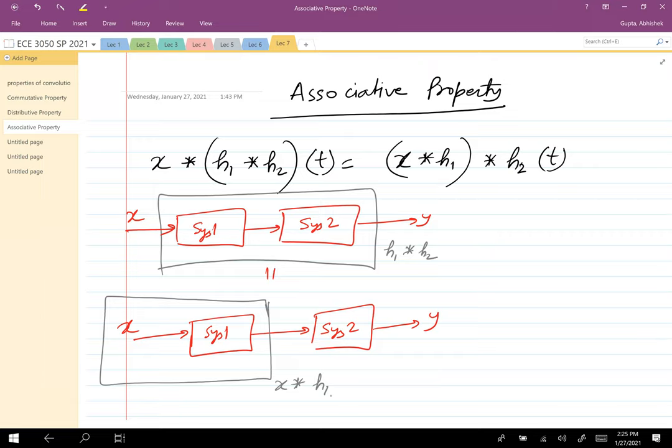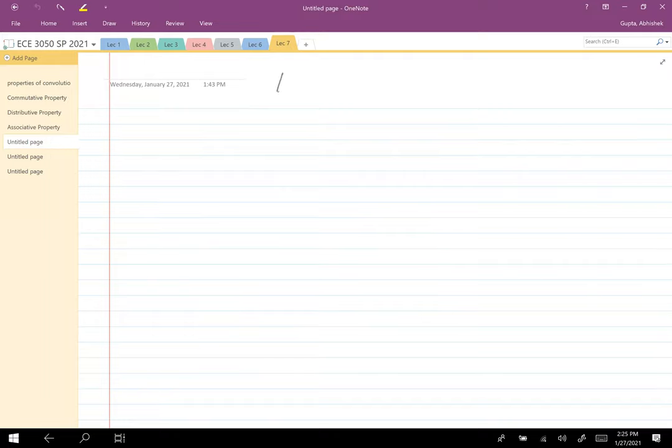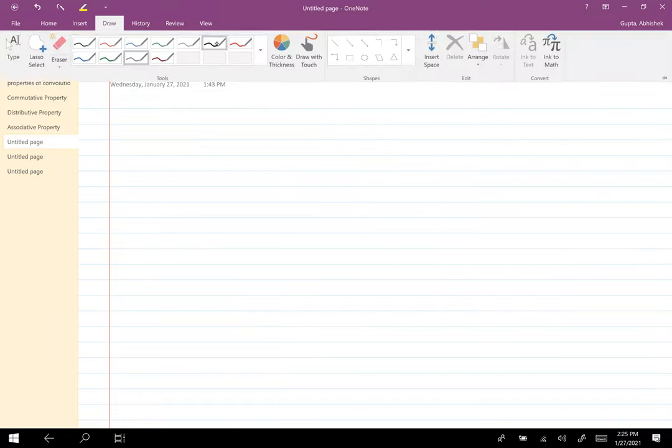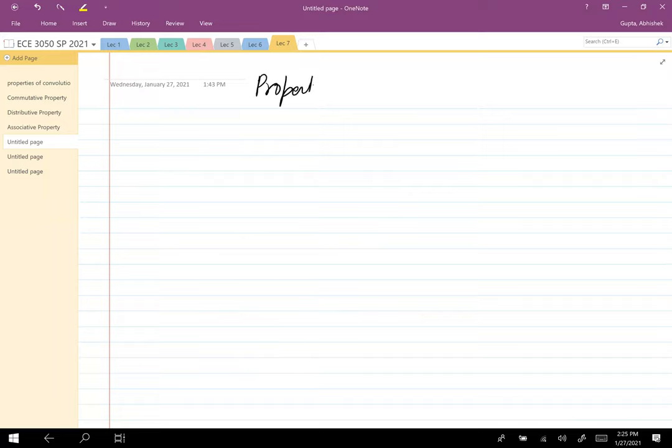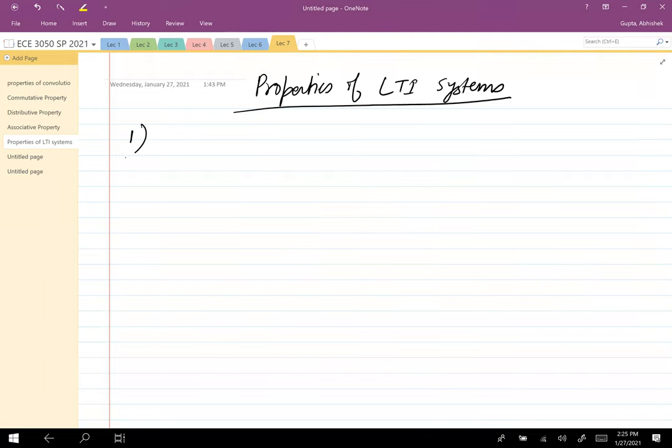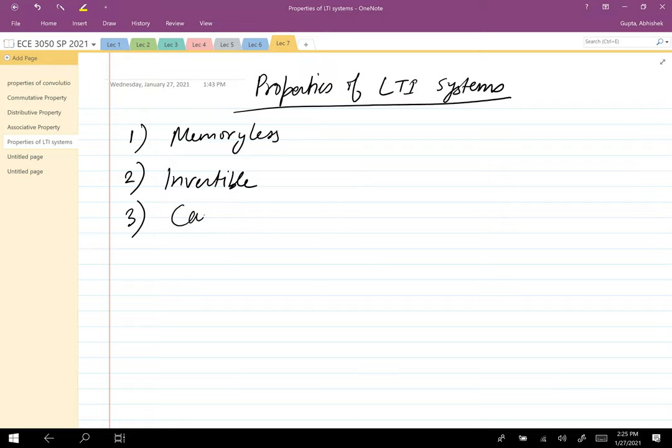Okay, now let's talk about properties of LTI systems. Remember, we had talked about six properties of systems, linear and time invariant being two such properties, and there were four others: memoryless, invertible, causal, stable.